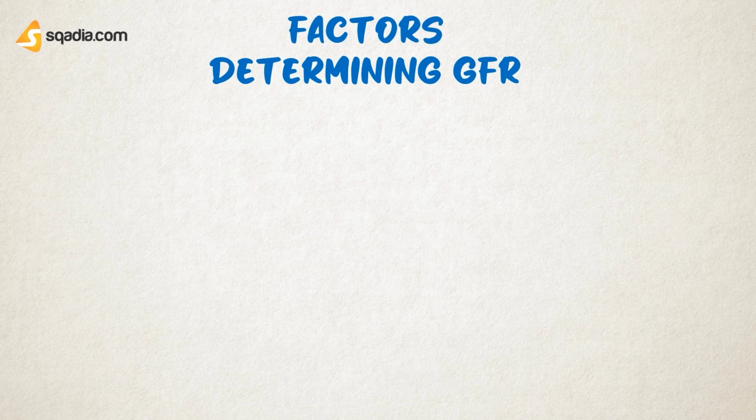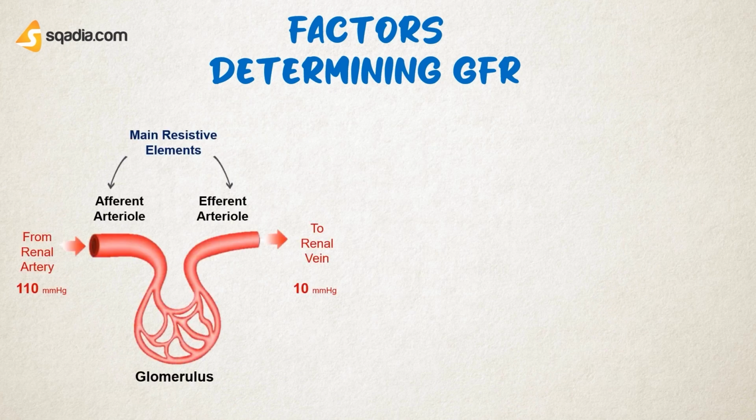In the previous video, we talked about different parameters that influence the glomerular filtration rate, which means any modifications in these factors will also alter the GFR. Now let's talk about how the afferent and efferent arterioles can modulate the glomerular hydrostatic pressure in order to bring about the changes in GFR.